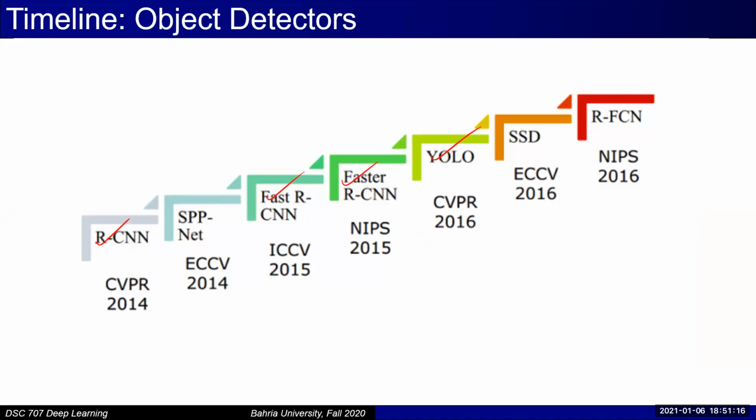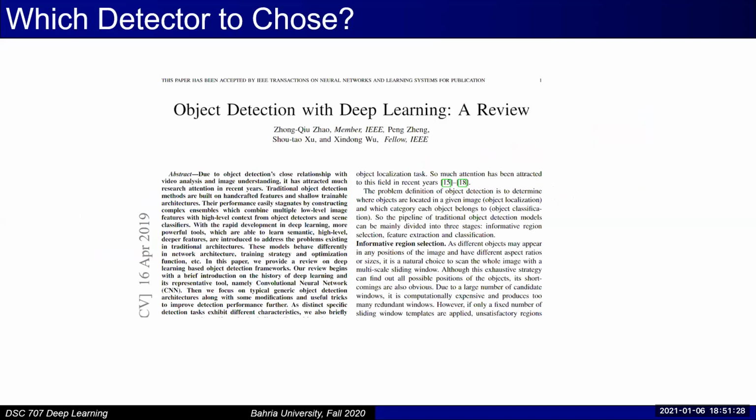So now there can be a query that there are many object detectors. So which one should I choose for my problem, right? For that, I highly recommend that if you are working on a similar problem, this is a very good paper, Object Detection with Deep Learning: A Review, right? It is very recent, 2019, meaning last year. It actually compares the merits and demerits of different object detectors.